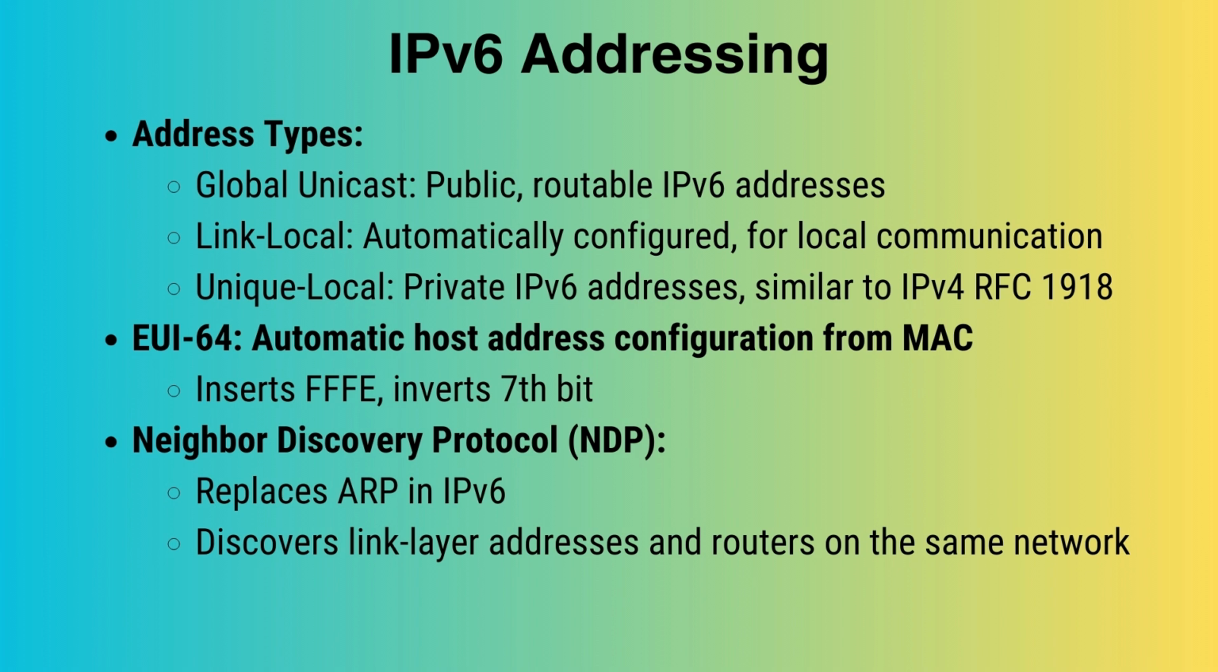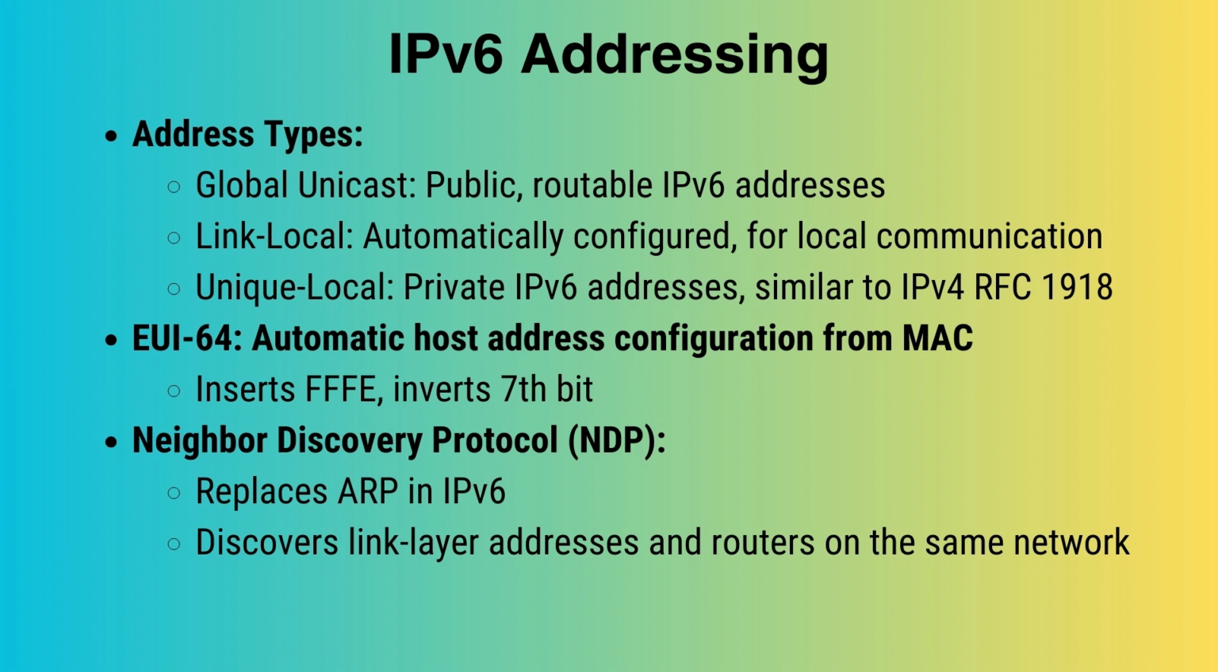Link local addresses are automatically configured for local communication within a single link and are essential for basic network operations. Unique local addresses are private, akin to IPv4 RFC 1918 addresses, used within a site or organization for internal communications. EUI-64 facilitates automatic host address configuration from the MAC address, ensuring unique addresses within a network by inserting FFFE in the middle of the MAC address and inverting the 7th bit.